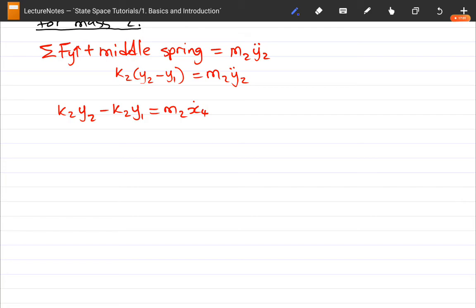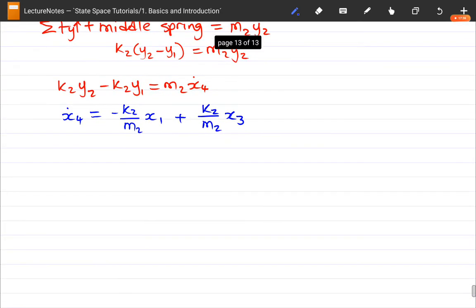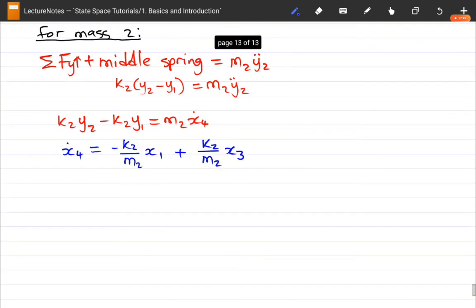So here, just like the previous part, we're going to make our first derivative here into the subject. So we got x4 dot is equals to minus K2 over M2 x1 plus K2 over M2 x3. Okay, and now we are done with that.